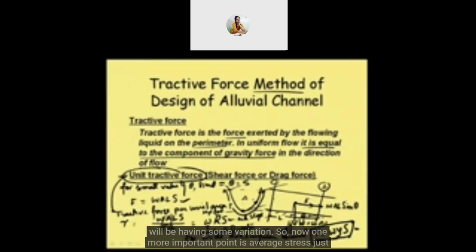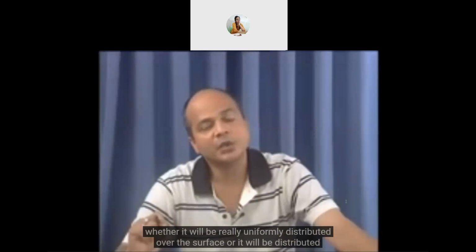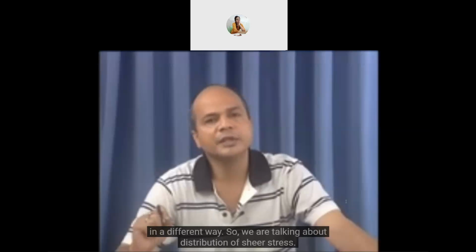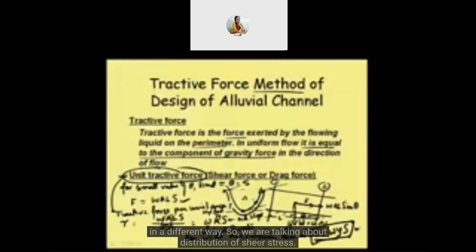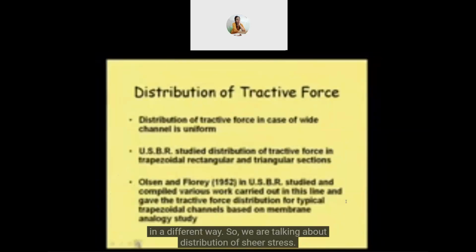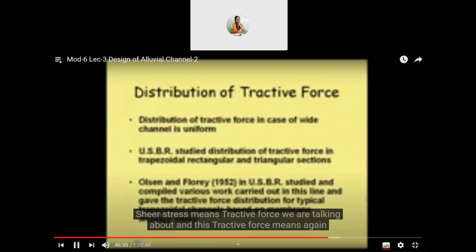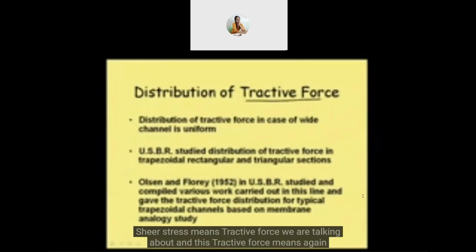So distribution. Now, one more important point is average shear stress we are getting, but for design purpose, we should know distribution of this shear stress, whether it will be really uniformly distributed over the surface or it will be distributed in a different way. So, we are talking about distribution of shear stress. Shear stress means tractive force we are talking about, and this tractive force means again we are talking about tractive force per unit area, that is unit tractive force. Okay.